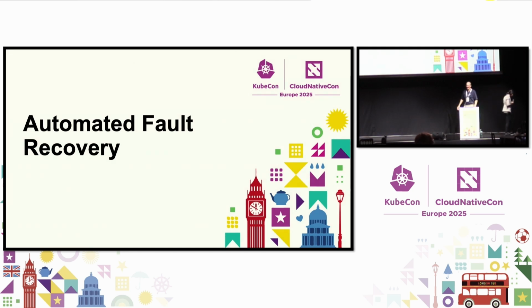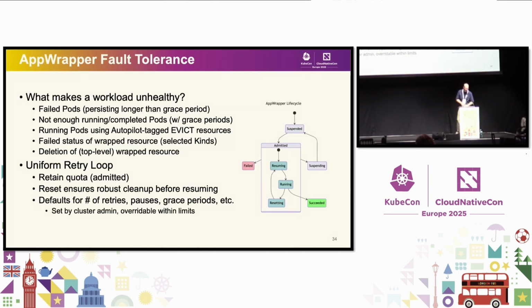OK, great. So now we've seen how Autopilot can detect the faults for us and how it labels the nodes for us. We're going to look at how the next levels up of the software stack use that information to automate fault recovery. So we're going to get back to app wrappers first. So I said, app wrappers are our mechanism for hardening workloads.